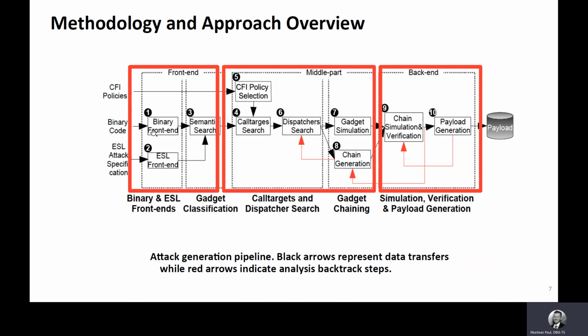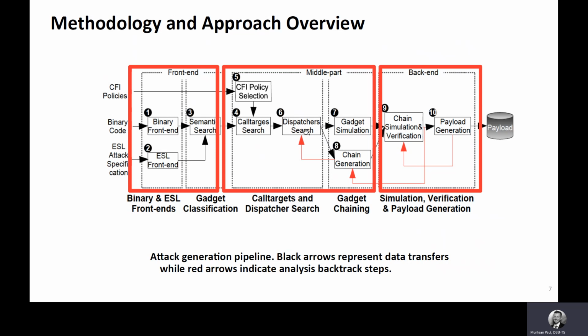So basically, the binary is fed into our front end, and then based on the ASL specification, so this is the code attack recipe, semantic search is done on this binary, and we search for the call targets. So basically, these are virtual functions and pointer-based function callees. And then based on these CFI policies, we apply them. And then essentially what we get is a reduction in the number of call targets, because the CFI policies prevent that people can misuse them. Then we look for all kinds of dispatchers.